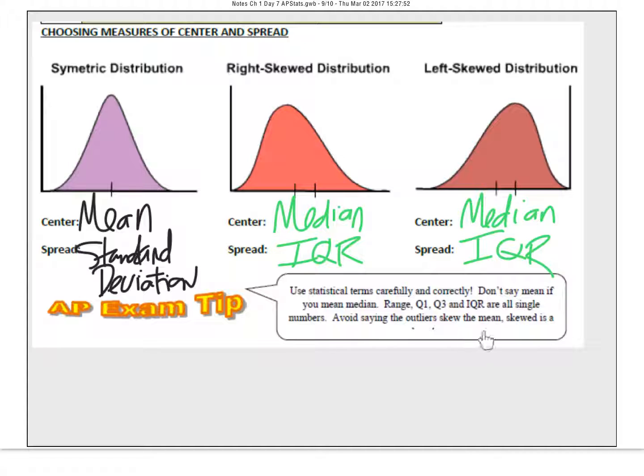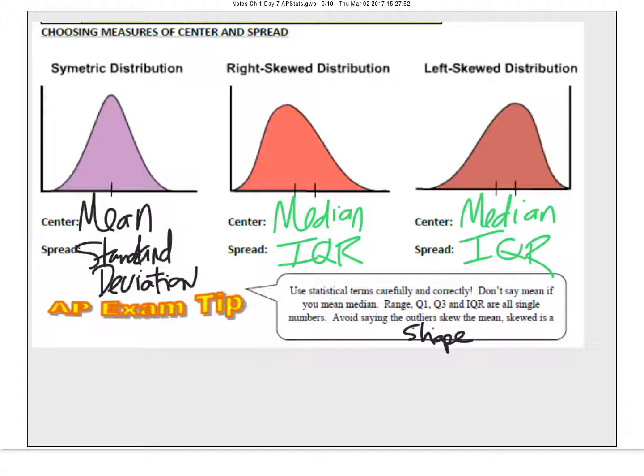Some of the very helpful reminders are right here. Don't say mean if you mean the median. It's actually a very common mistake that students will make, so don't make it. If you're talking about range or IQR, they are final calculations. So if you say range, don't just show that you're doing max minus min and not give a final answer. If you're doing IQR, don't just show Q3 minus Q1. You must give the final answer for that.